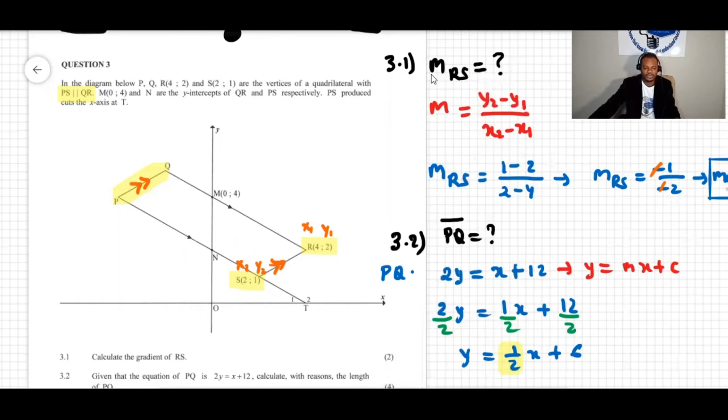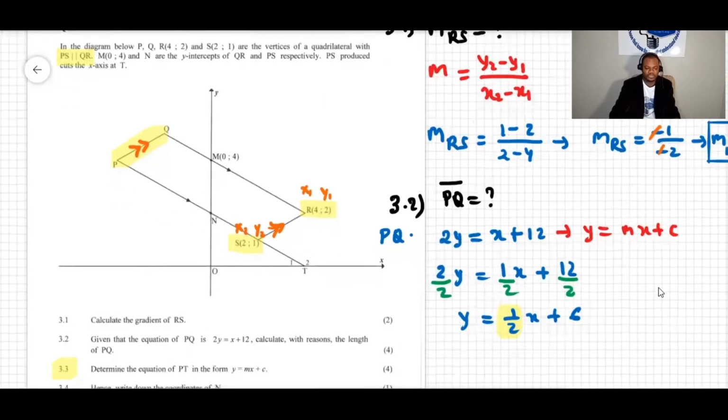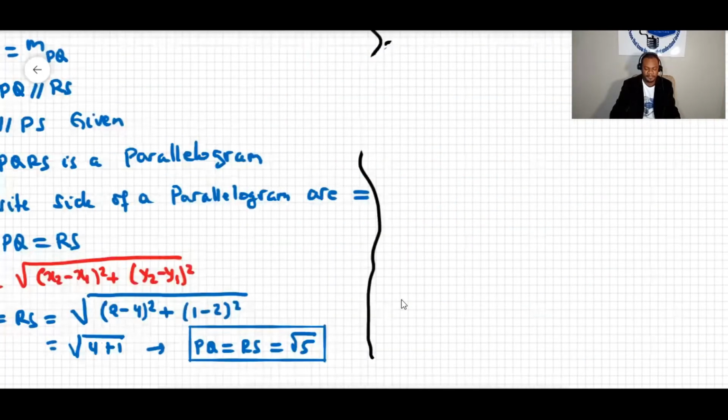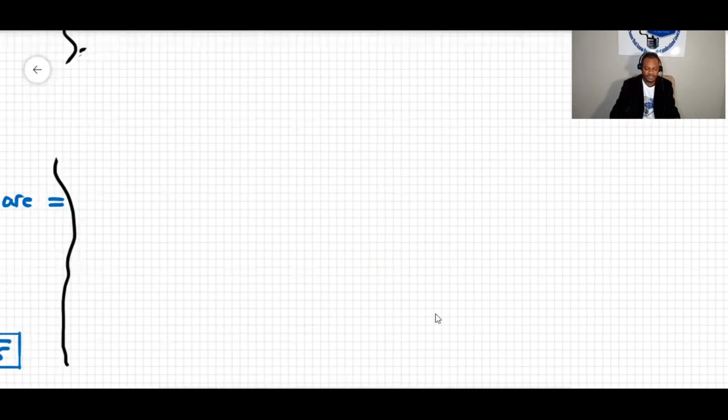All right, in the previous video, we did question 3.1 and question 3.2. Now, in this video, we're going to do question 3.3, that is, determine the equation of PT in the form y equal to mx plus c. First, let's redraw the same graph over here.